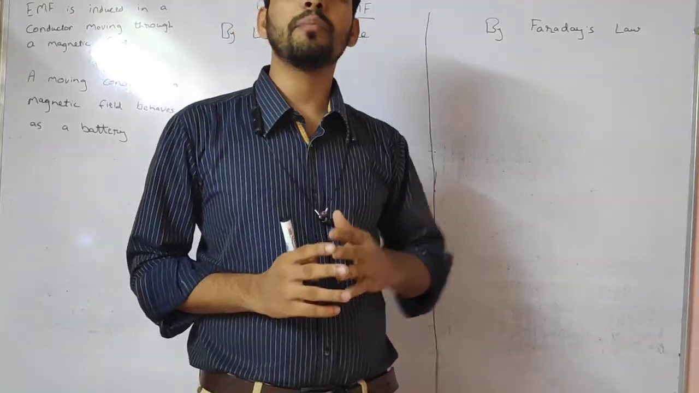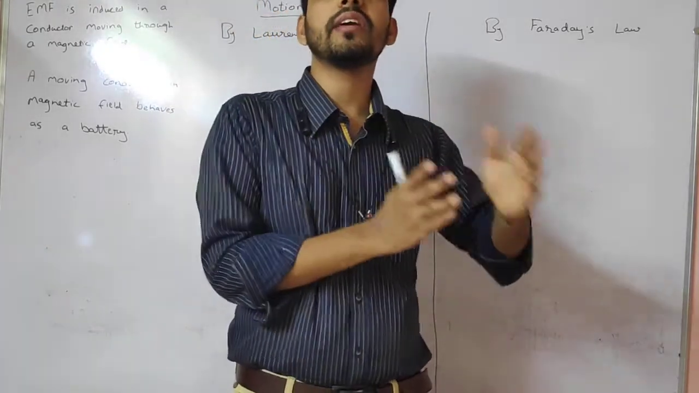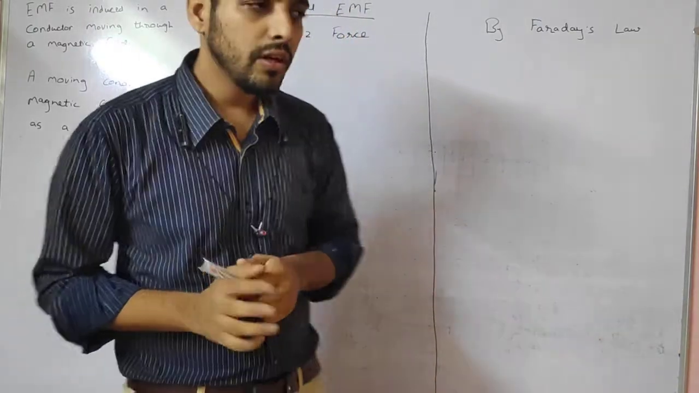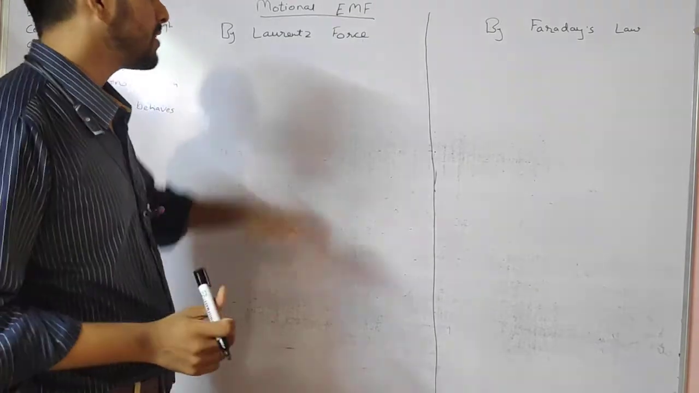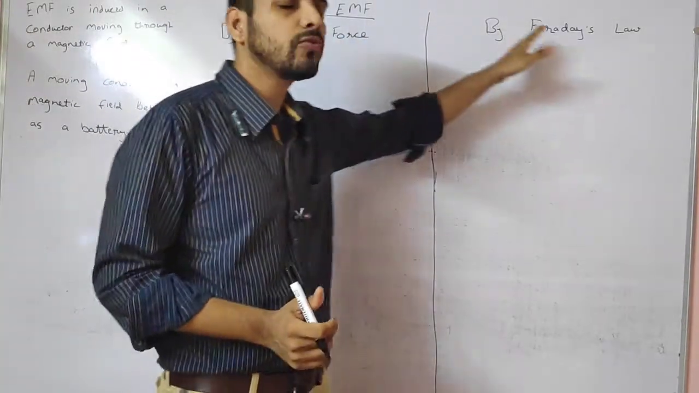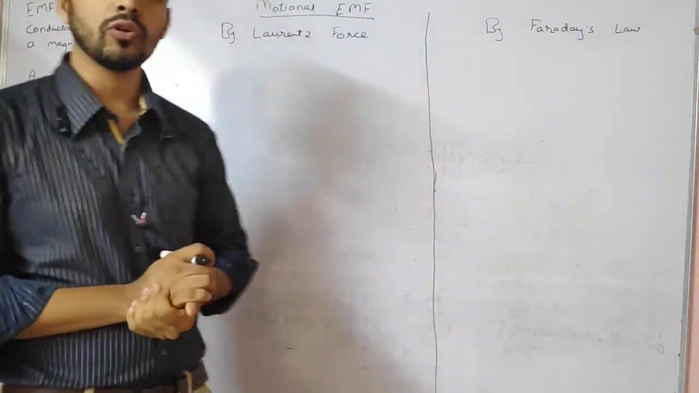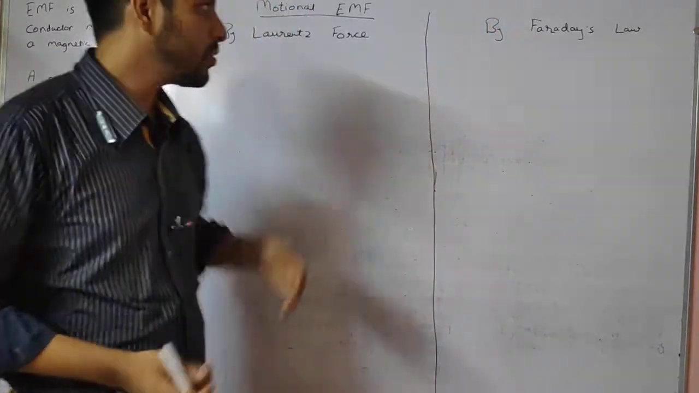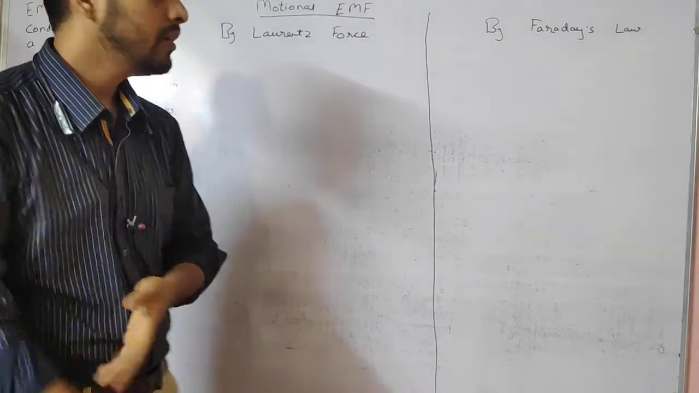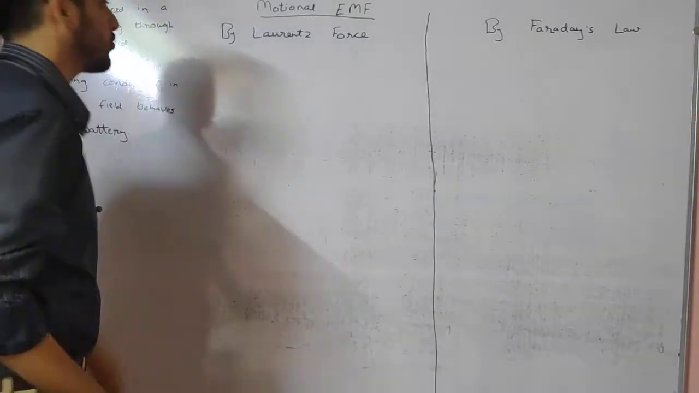So that conductor will behave as a battery when it is moving inside a magnetic field. So we'll find the EMF that is produced due to motion of the conductor. We can find it by two methods. One is Lorentz force and one is by using Faraday's law. In your NCERT textbook it is only given by Faraday's law, but we'll try to understand it with Lorentz force also. So first of all we'll start with Lorentz force.